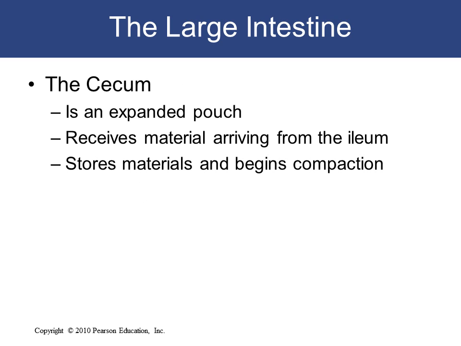The cecum is the first part of the large intestine that is continuous with the ascending colon and is a blind expanded intestinal pouch. It's about 7.5 centimeter in length and breadth, and is located in the right lower quadrant inferior to the junction of terminal ileum and cecum, and they store materials and begin compaction when they receive material arriving from the ileum.